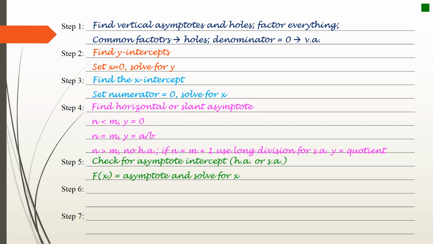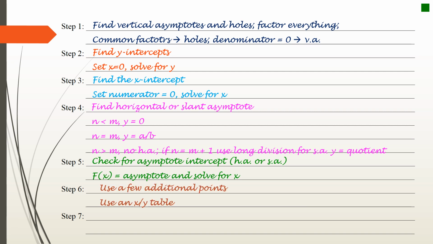We also want to check to see if there's an asymptote intercept for the horizontal or slant asymptotes. There's never going to be an asymptote intercept for a vertical asymptote. So we're going to take whatever that asymptote is and set it equal to f of x and solve for x. If it's possible, if it's not an identity, then that's the location that the graph actually intercepts the asymptote.